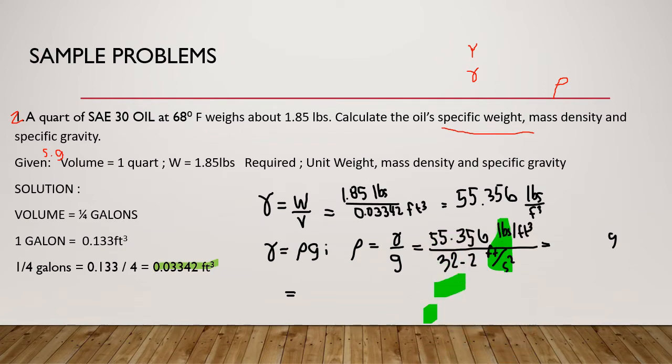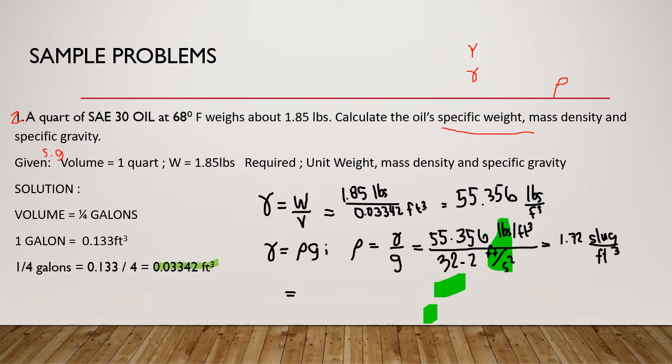Okay. Therefore, we have 55.356. Ito yun, yung gamma, pounds per cubic feet, divided by 32.2, which is the acceleration due to gravity, feet per second squared. Ito raw ay, ang tawag daw dito ay slugs, slugs per cubic feet ang lalabas. Therefore, 1.72 slugs per cubic foot ang lumabas sa ating mass density.